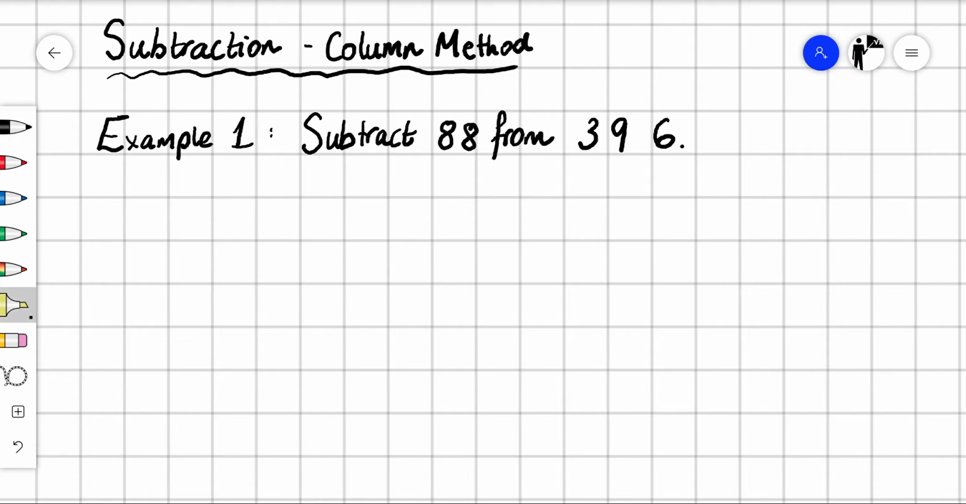Okay, so this first example, we're subtracting 88 from 396. I need to set up a place value, so we've got hundreds, tens and units. Like I said, you wouldn't be expected to do this, it just keeps me right though. So I've got 3 hundreds, 9 tens and 6 units, and then I'm subtracting 88, so that's 8 tens and 8 units. I'll put my subtraction symbol there.